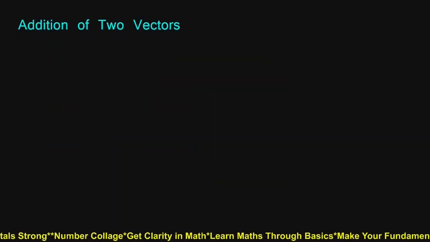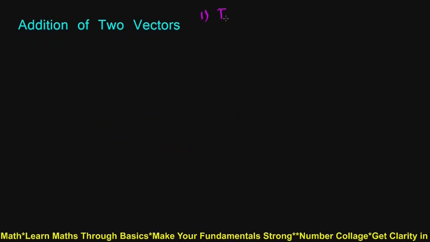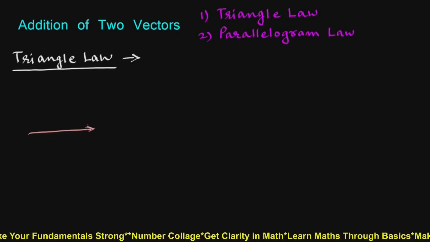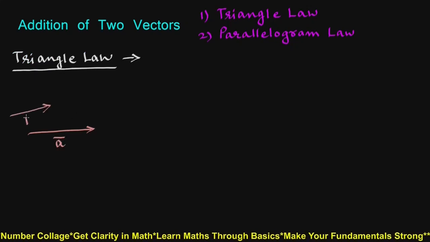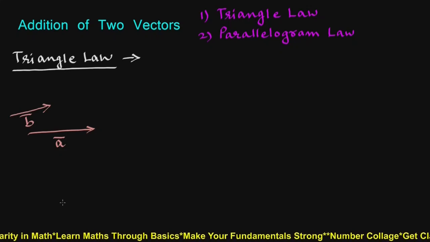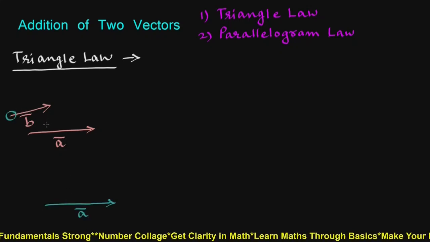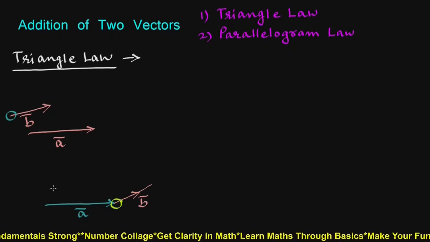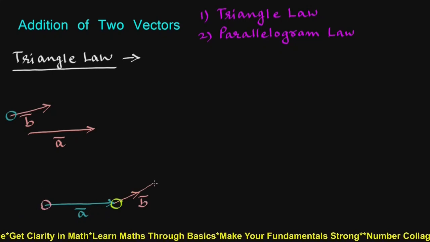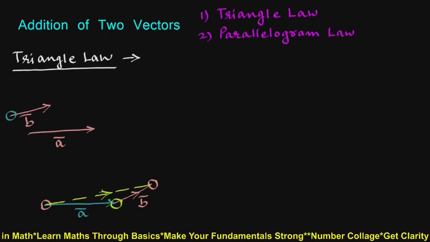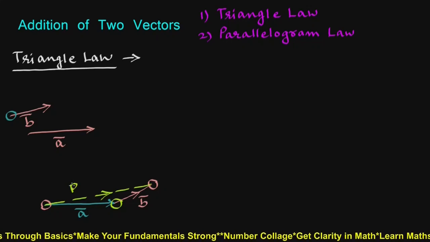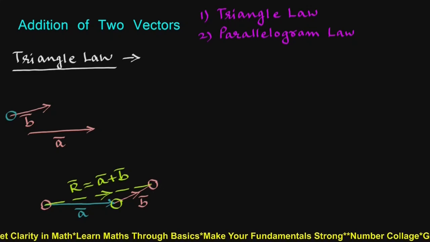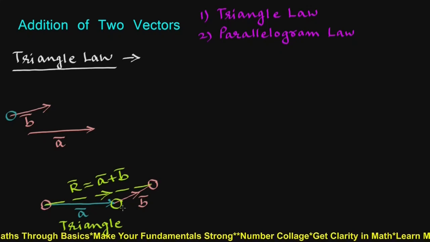For addition of two vectors, we use two methods. First, triangle law, and second, parallelogram law. In triangle law, we add two non-collinear vectors, vector A bar and vector B bar, as follows. First we draw vector A bar, then we keep the initial point of vector B bar on the terminal point of vector A bar like this, and we join the initial point of vector A bar and the terminal point of vector B bar, and this vector gives us the resultant vector R of A bar and B bar, which is A bar plus B bar. Since after the completion of the process we get a triangle, this is called triangle law.